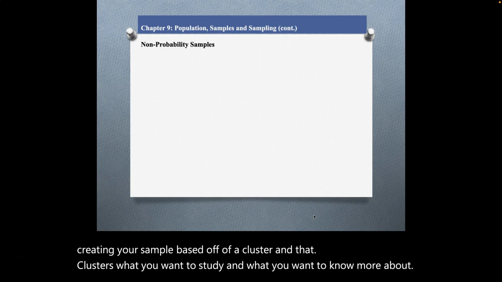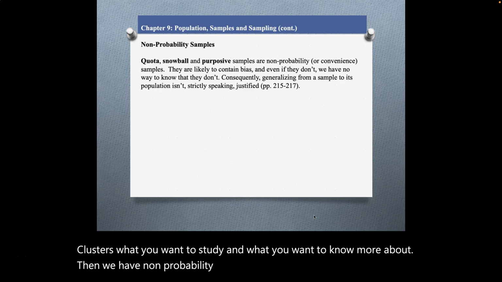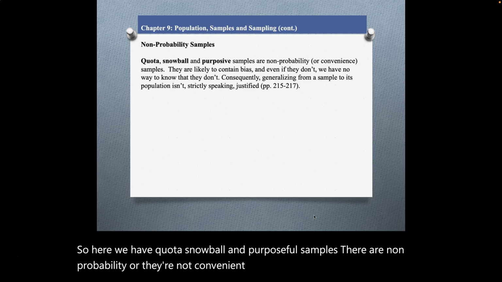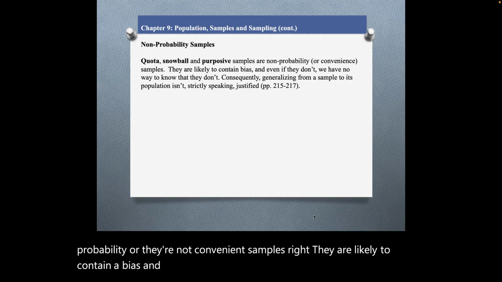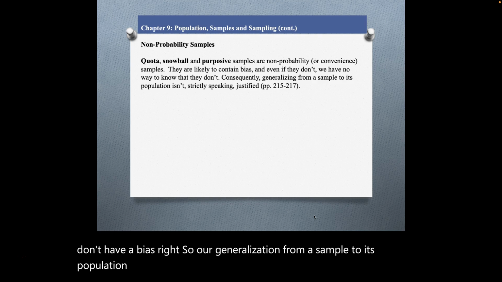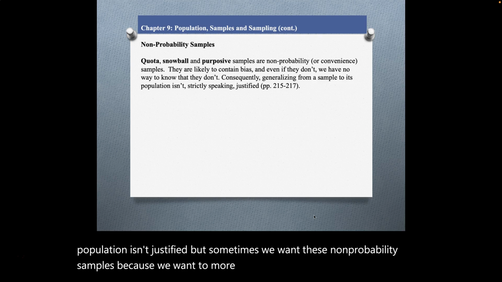Then we have non-probability samples. So here we have quota, snowball, and purposeful samples. They are non-probability, or they're not convenience samples, right? They are likely to contain a bias, and even if they don't, we really have no way to know that they don't have a bias, right? So our generalization from a sample to its population isn't justified, but sometimes we want these non-probability samples because we want to actually know more about that particular population.